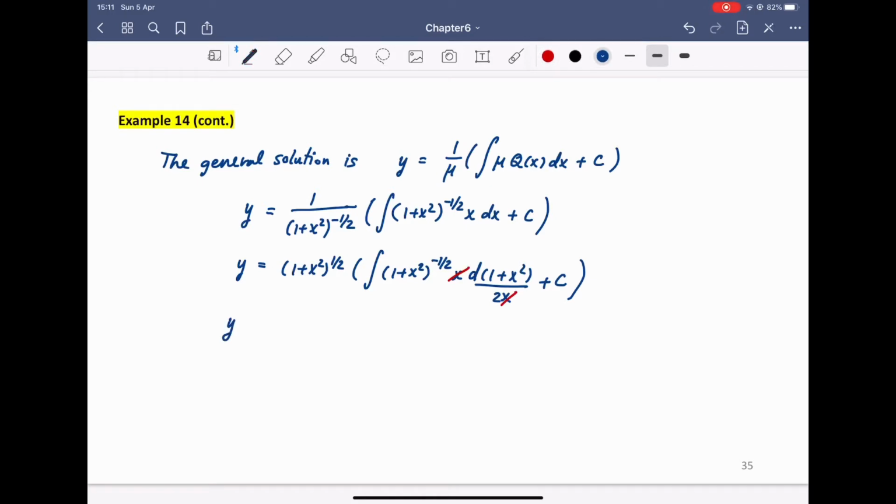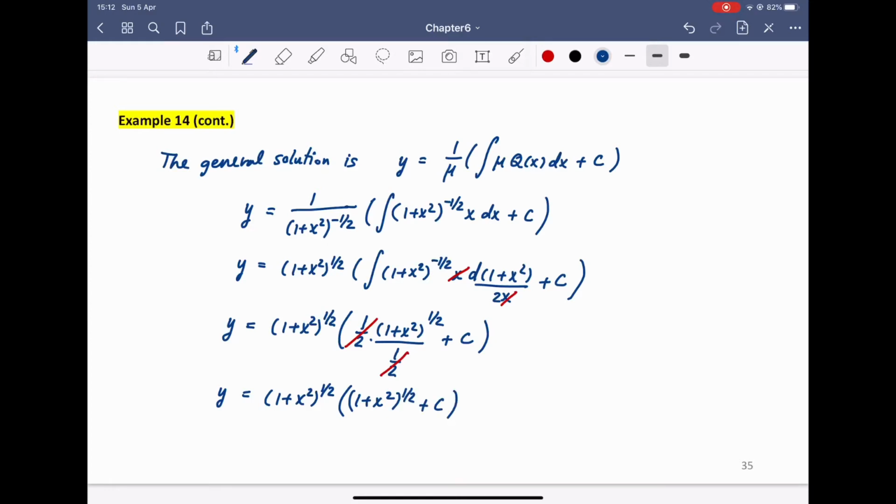So what you have left is y equal to 1 plus x square raised to the 1/2 and then multiply 1/2, and then to integrate this thing, it seems like you want to integrate u to the negative 1/2 du. So this thing is going to be 1 plus x square raised to the 1/2 over 1/2, right? This is by integration technique, and then plus c. And then after that you can see that your constant 1/2 cancels. So at the end you get y equal to 1 plus x square to the 1/2 times 1 plus x square to the 1/2 plus c. Well, this is your general solution.